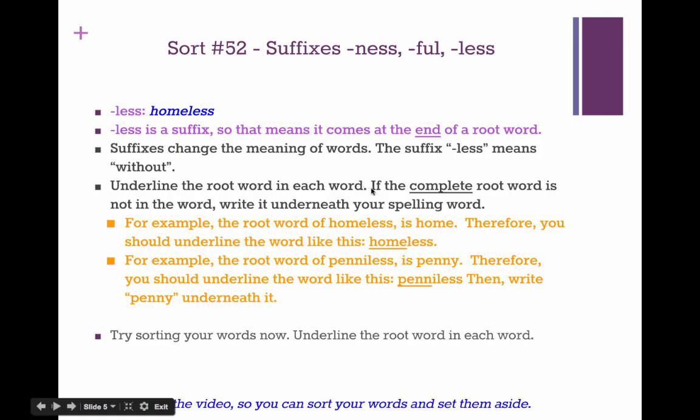Underline the root word in each word. If the complete root word is not in the word, write it underneath your spelling word. Now, for example, the root word of homeless is home. Therefore, you should underline the word like this. Home, and then less.